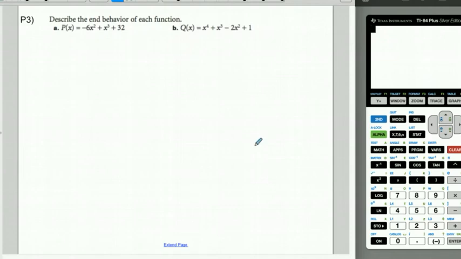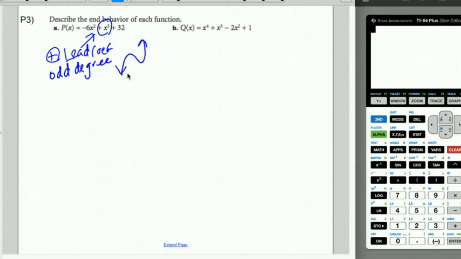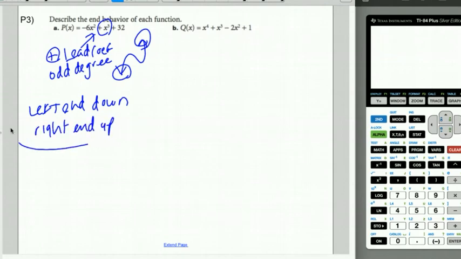Again, the trick is to identify what the leading coefficient is, right? So you don't have to write this in standard form. So here's the leading term, right? So we have a positive leading coefficient, right? And we have an odd degree, right? Because it's an x cubed. So it's going to look like this. And if you know that, all you really care about is that this is left end down, right end up. And again, you can pick any number of other ways to write that, but I would suggest that's the easiest.